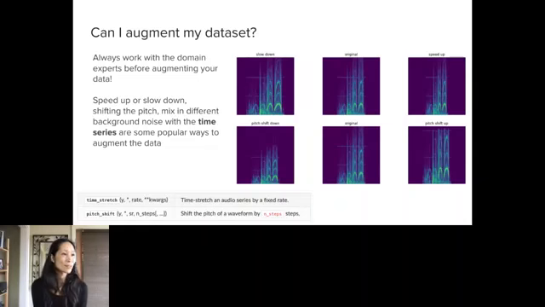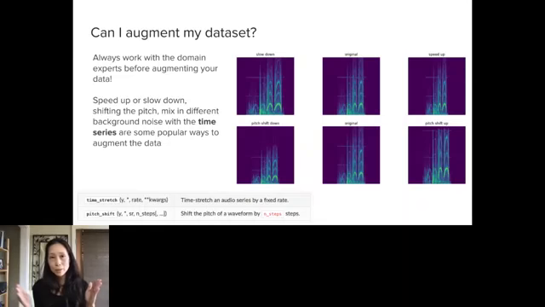The common ways are speeding up or slowing down the data, mixing in pitch shifting up or shifting it down. And you can also mix in different backgrounds, but make sure that you do it in the time domain, the audio sequences, rather than doing the spectrogram, because when you shift the spectrogram up or down, you kind of lose that phase information. So do it in the time domain, and be careful how you mix them up too.